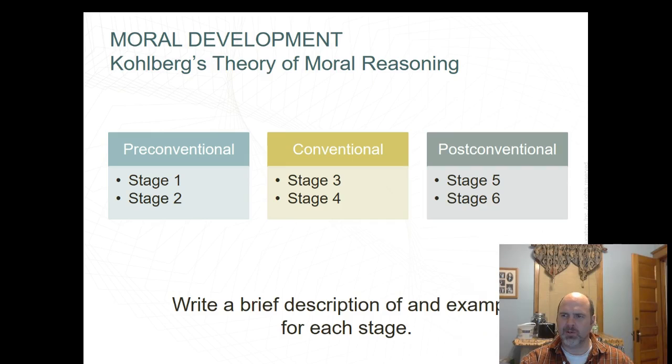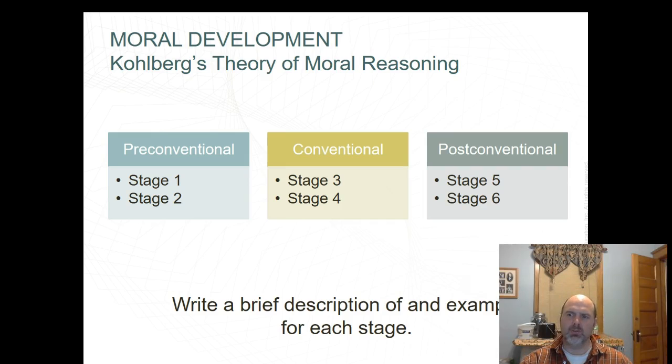It involves what's called naive hedonism. If you help me, I will help you. Level 2 is conventional reasoning. Judgments are based on rules or norms of a group to which the individual belongs.